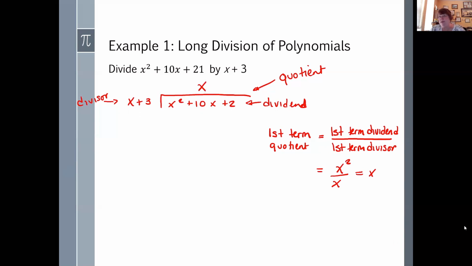Now in arithmetic, what did you do at this point? You took the first number in your quotient, you multiplied it by your divisor, and you subtracted it from your dividend. We do exactly the same thing. We take the first term in our quotient, multiply it by our divisor, and subtract it from our dividend. So we take the x, we multiply it times the x plus 3, first term in quotient times divisor, x squared plus 3x, and we subtract that from our dividend.